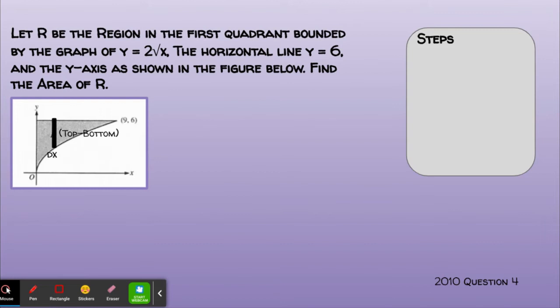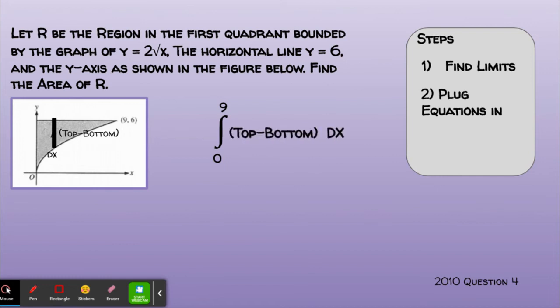So again, we're going to be using the definite integral, and since it's parallel to the x-axis, we know that we'll be doing this in terms of x and not in terms of y. So first, we find the limits, and we can do this just by looking at the graph and the x-coordinates. So it'll be 0 to 9. Next, we plug our equations in. Remember that it will be top minus bottom. Our top equation is 6, and the bottom equation is 2 times the square root of x.